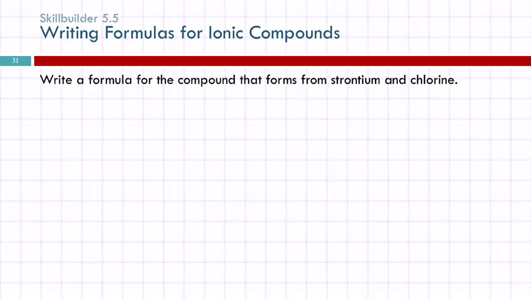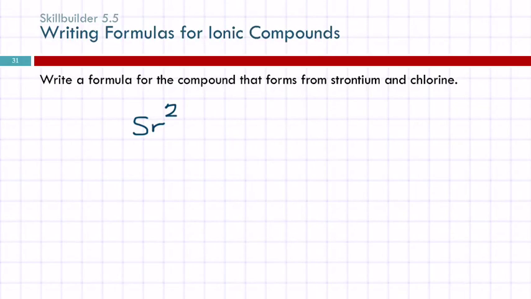Write a formula for the compound that forms from strontium and chlorine. Okay, strontium is Sr. It's over on the left side of the periodic table. It's a metal, so this is going to be an ionic compound. So the first thing we need to do is write the formulas for each of these ions. So strontium is Sr. And what is the charge on a strontium ion? It's 2+, because strontium is in group 2A, and all of those guys have 2+ charges.